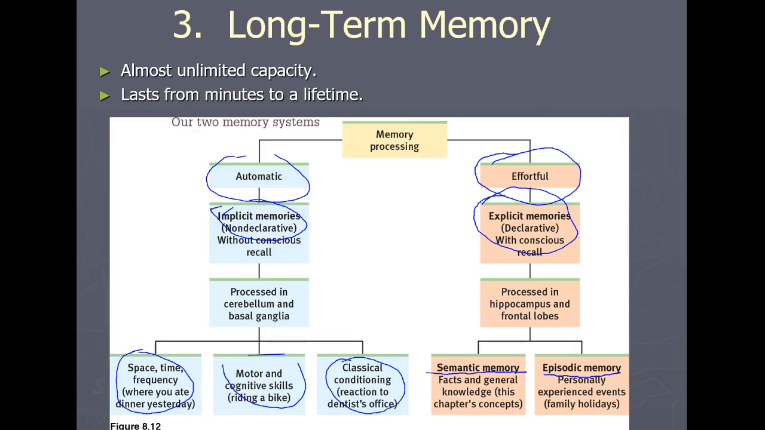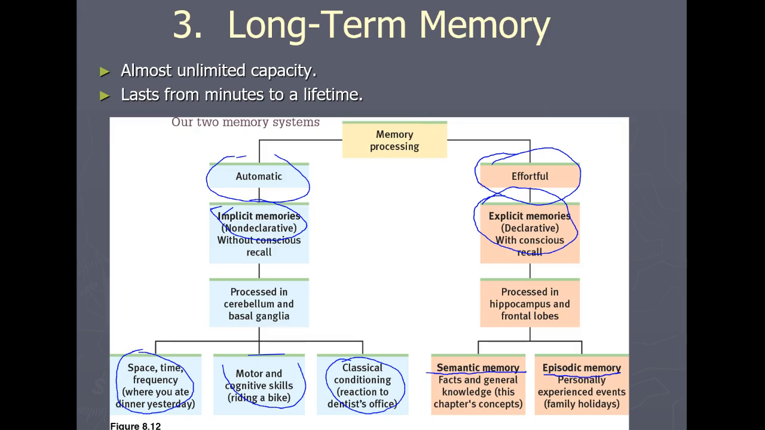You might recall the events that you saw on TV associated with 9/11. Those would be episodic memories, even though that didn't happen to you. You weren't in the building, but you still remember watching those events on TV. So those are two different types of explicit memories, and this is what we have in long-term memory.